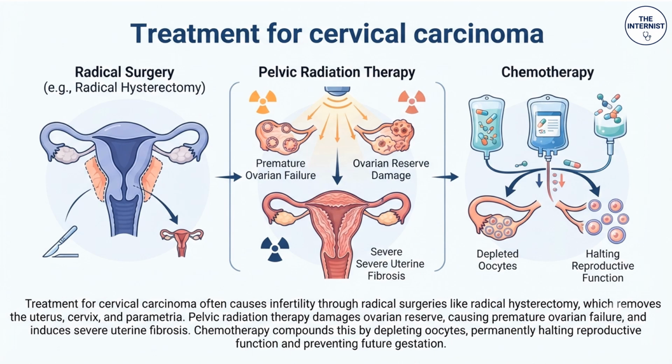Treatment for cervical carcinoma often causes infertility through radical surgeries like radical hysterectomy, which removes the uterus, cervix, and parametria. Pelvic radiation therapy damages ovarian reserve, causing premature ovarian failure, and induces severe uterine fibrosis. Chemotherapy compounds this by depleting oocytes, permanently halting reproductive function and preventing future gestation.